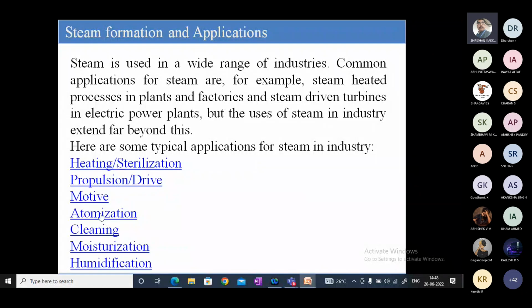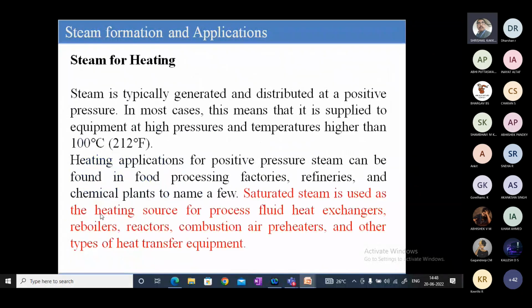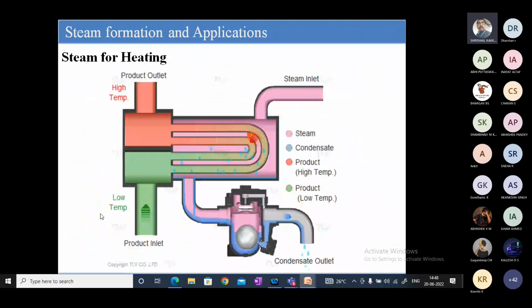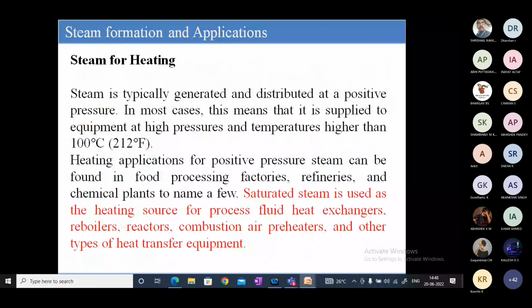Steam for the heating. I have taken the figure here to justify this. I don't want you to write the figure. If you want, you can write the figure. I'll be giving you the simplified figure later.